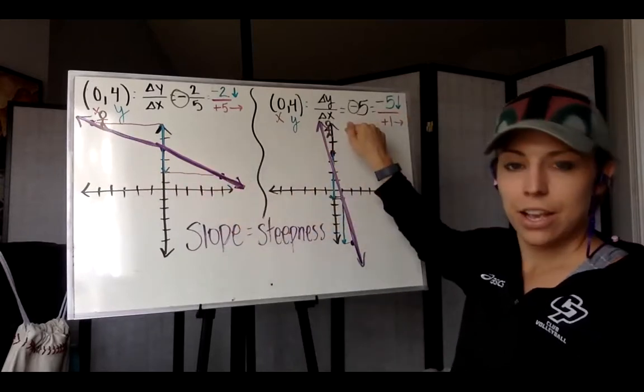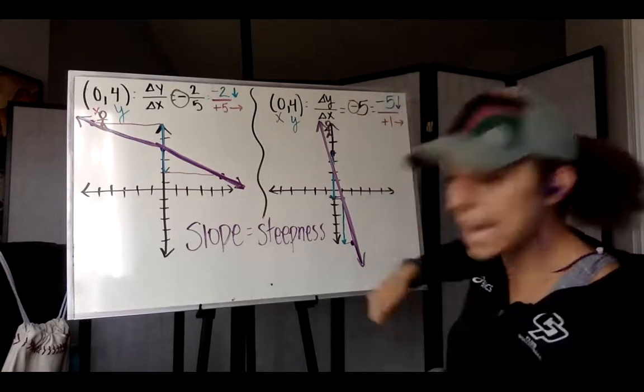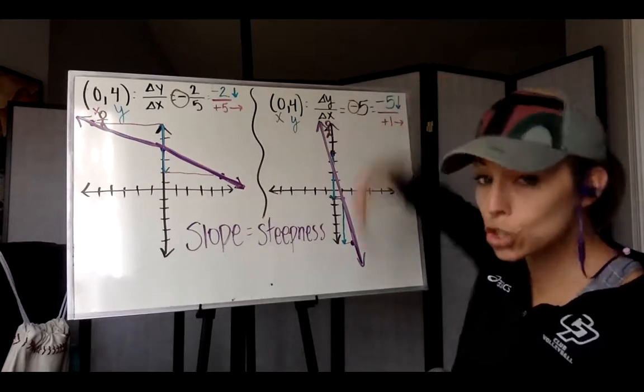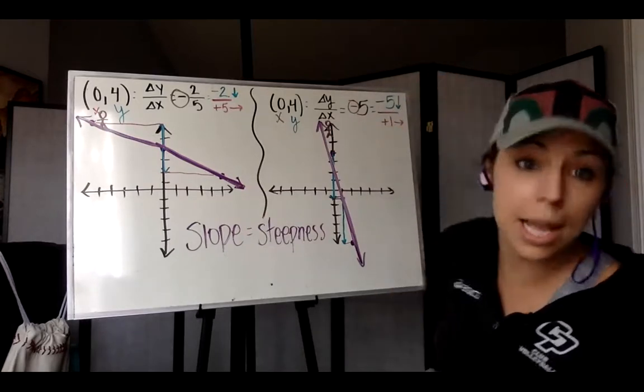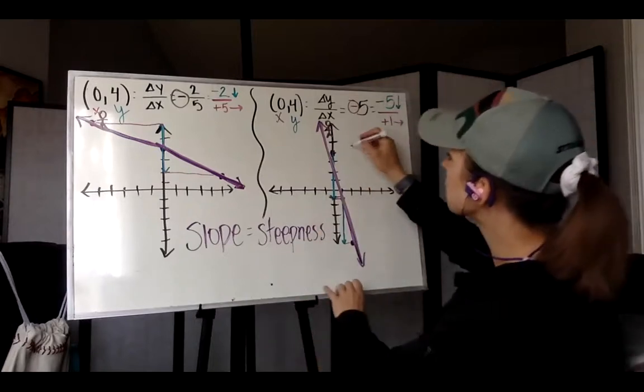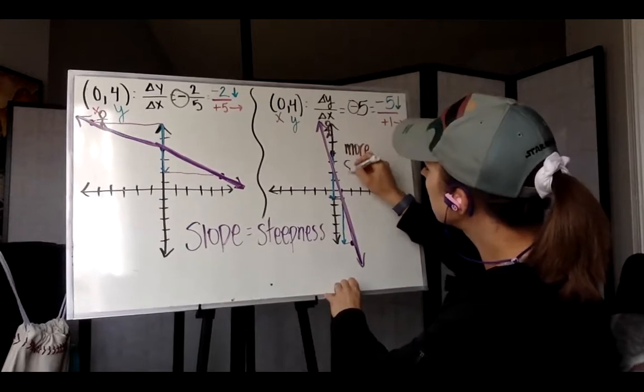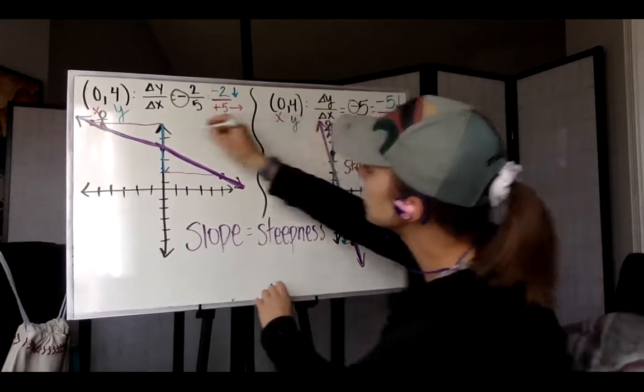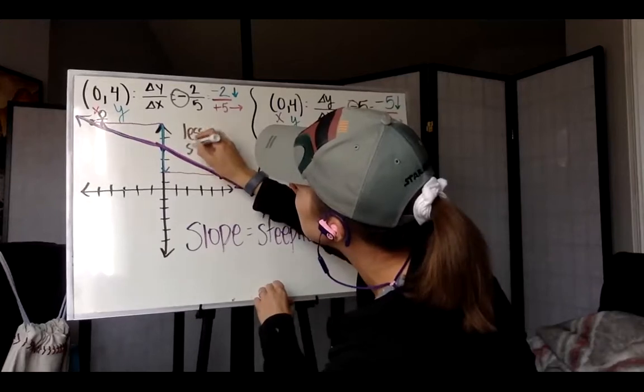Imagine this slide. You're going to be flying down that thing because it is so steep, you're probably going to get burns on your back. Am I right? So this is a line that is more steep, and this is a line that is less steep.